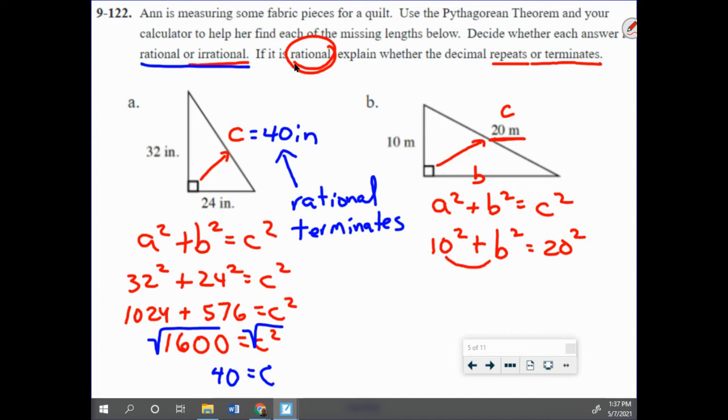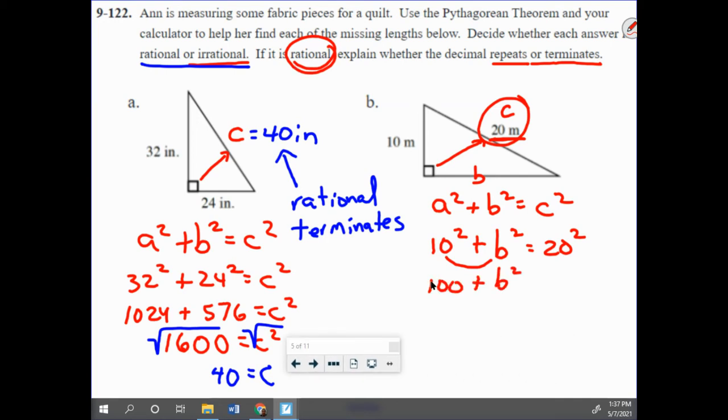And you could have switched this. You could have had a squared plus 10 squared. So the 10 doesn't matter if it's a or b, as long as it's one of those. And this is your hypotenuse, and you've got to have it in for c. So then I get 100 plus b squared equals 20 squared, which is 400.